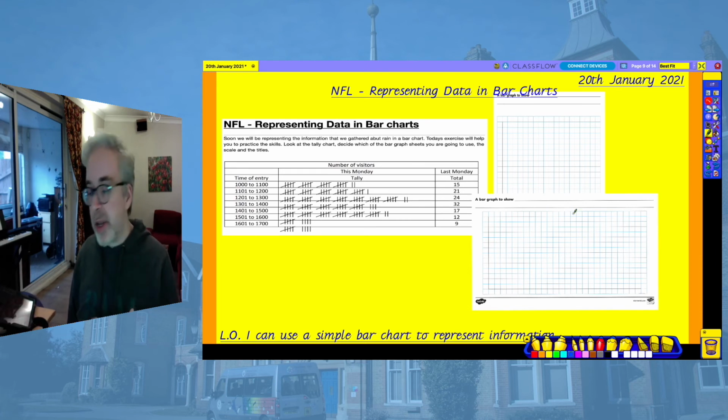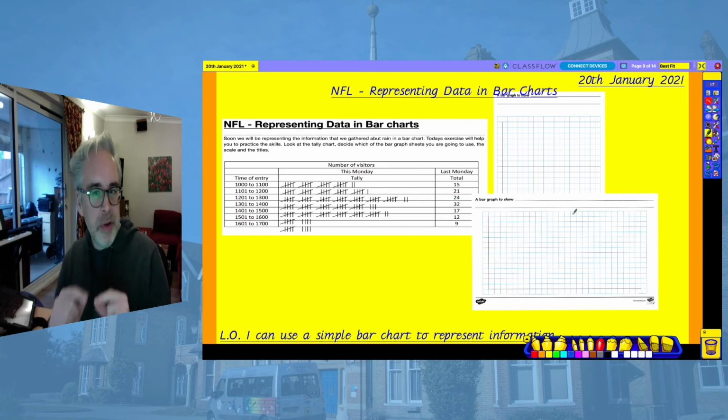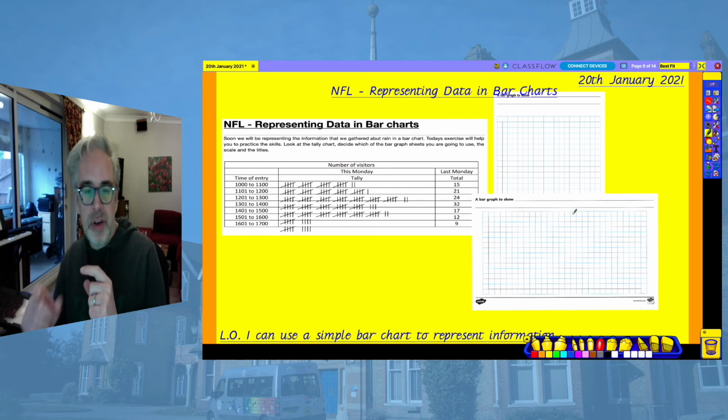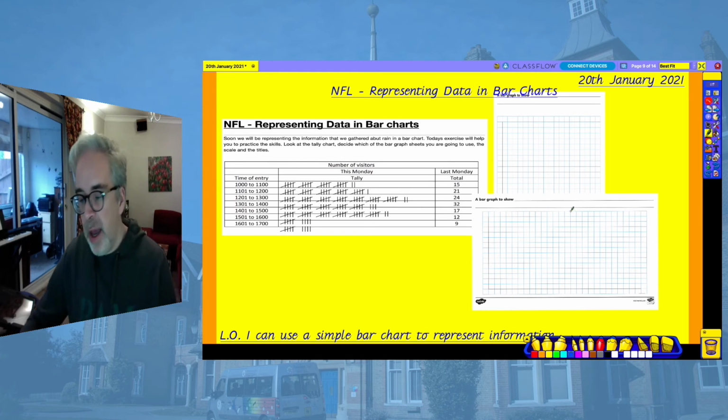What scale are you going to use? Can you use a one-to-one scale, or are you going to have to use each square represents two? And then what do you do if, for instance, each square represents two and you've got an odd number? So maybe you've got the number 9 there. How do you represent the number 9? Have a little look at that. Use the totals that have been put at the end for you when you construct your graphs, and that will be really cool.